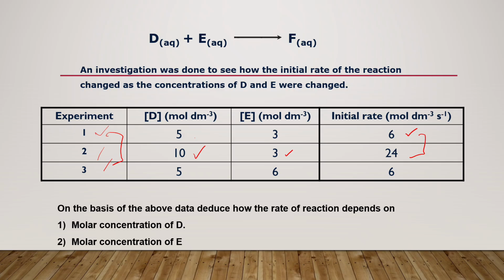Alright, so what we can see is that when the concentration of D is doubled, the rate becomes 4 times. What this essentially means is that the rate in this specific instance is directly proportional to the molar concentration of D squared. Okay, so what this means is that if we increased the concentration of D by 4 times, the rate would have become 16 times. Okay, so not 8 times but 16 times.